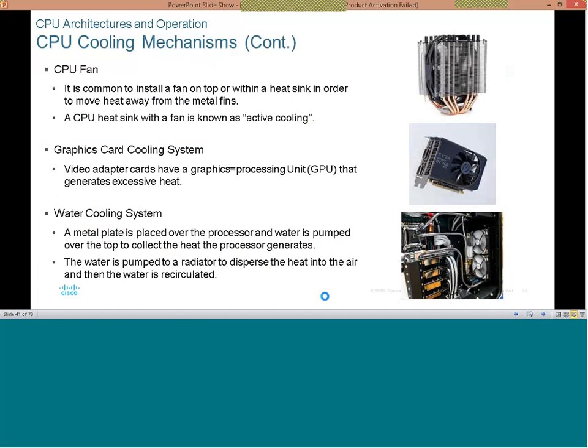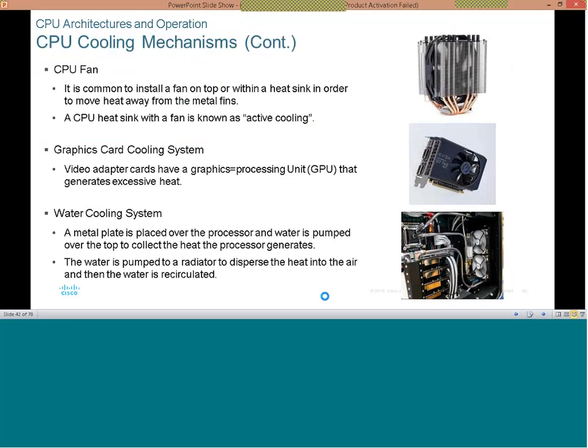So for the CPU fan, it's common to install a fan on top of or within the heatsink in order to move heat away from the metal fins. So a CPU heatsink with a fan is known as active cooling. Remember, when it does not have a fan, it is passive. And when there's a fan on it, it is called active.